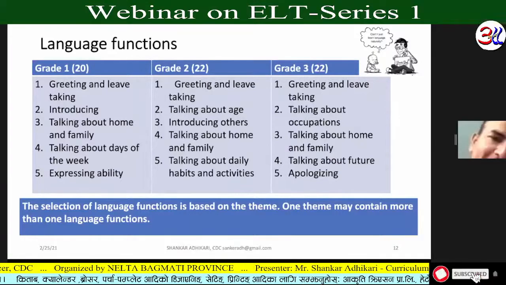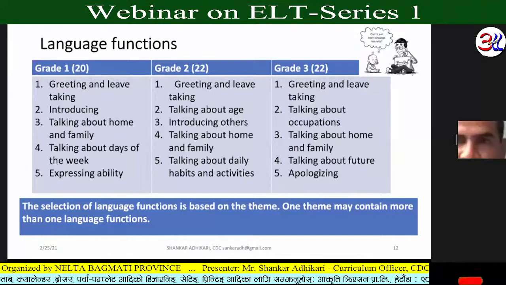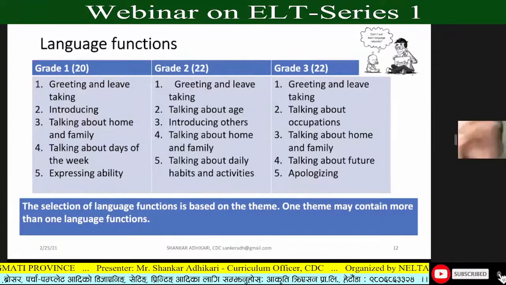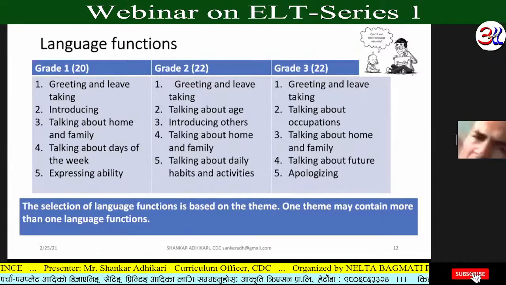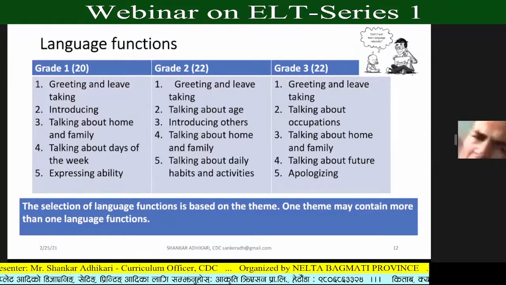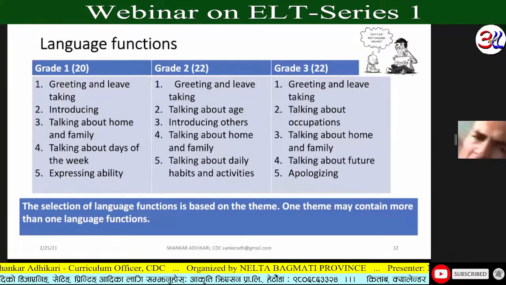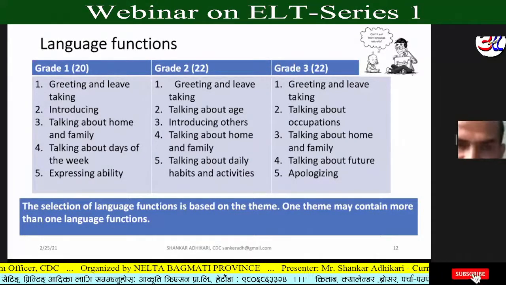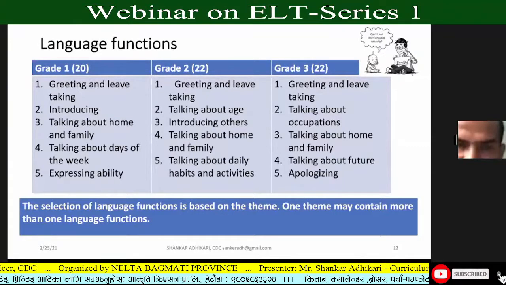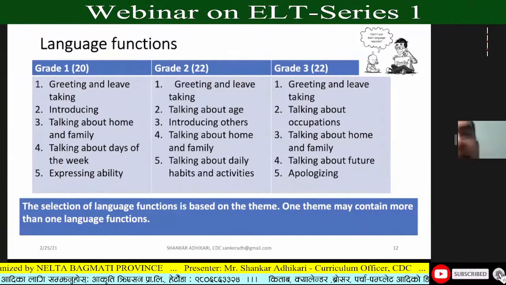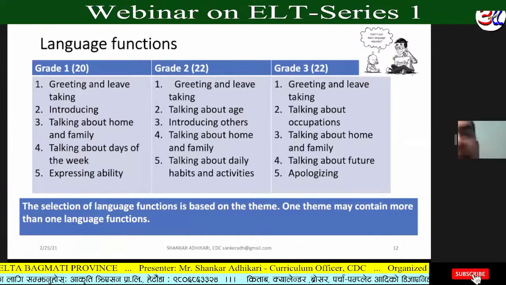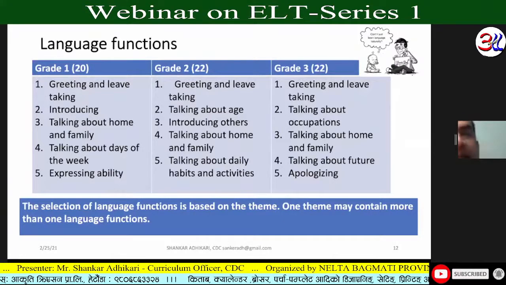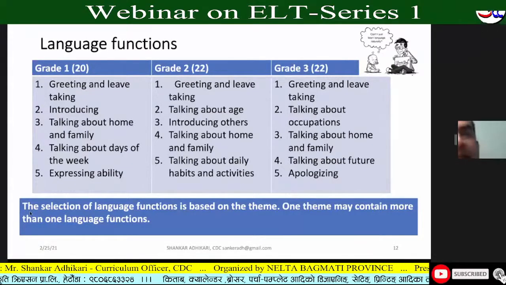When we talk about the theme of our school, what language functions are likely to occur in that particular theme, or in the contents of that theme? Maybe introducing. Try to choose the language functions to put in different themes, right?